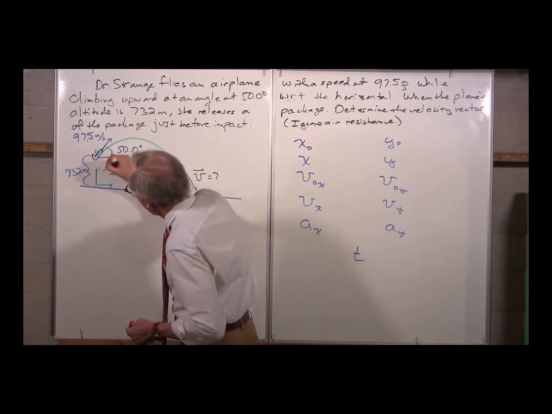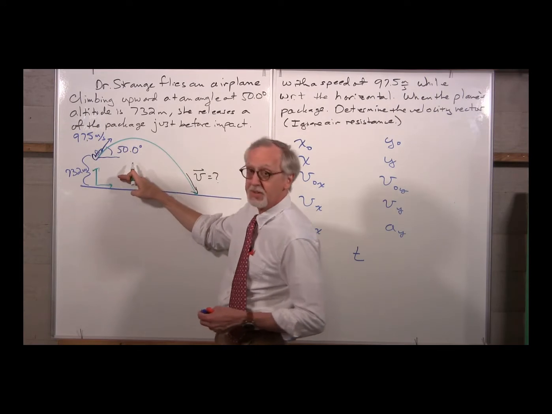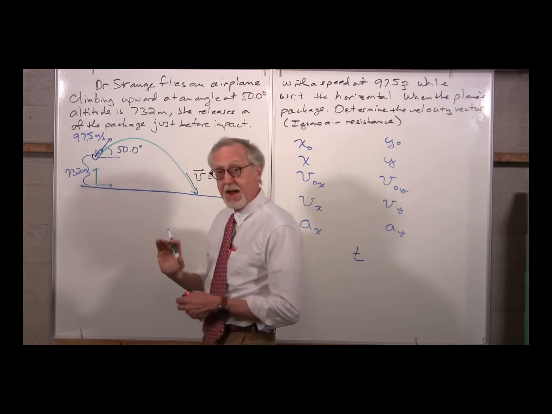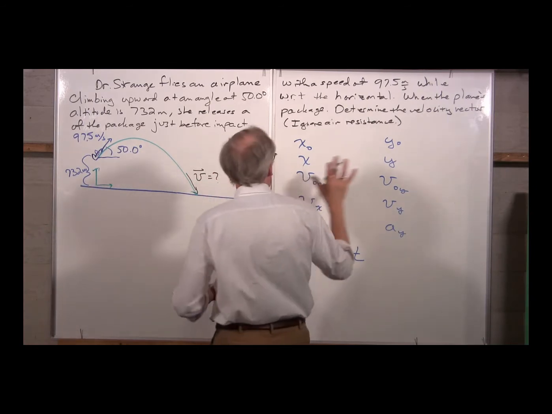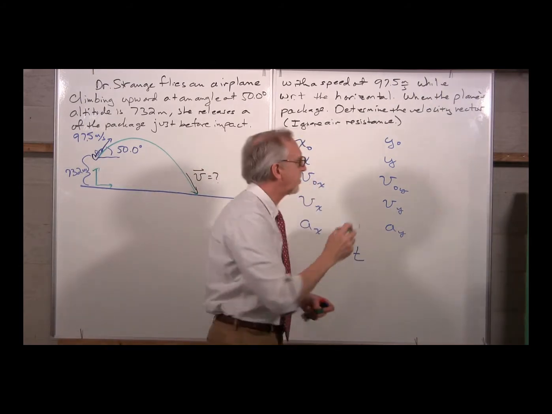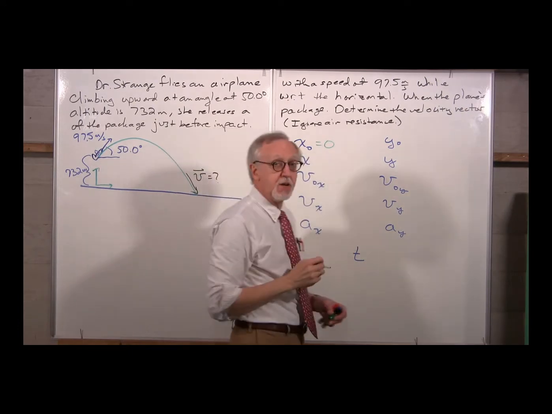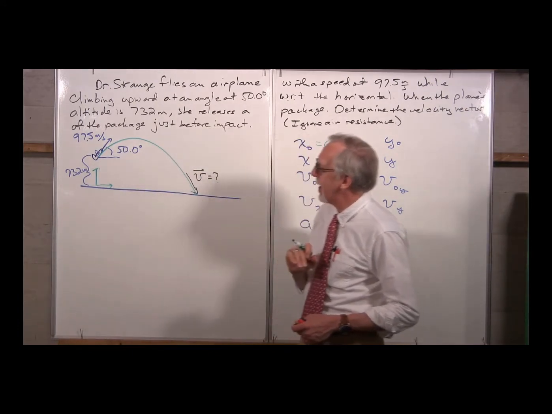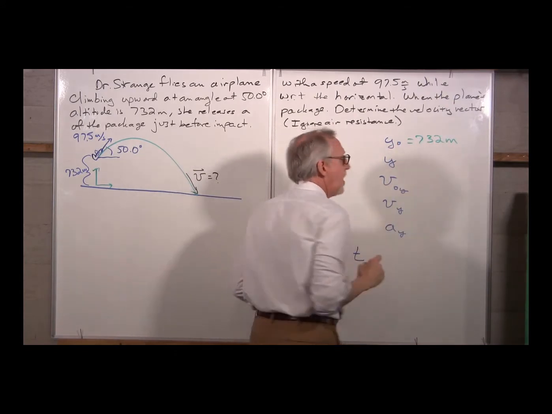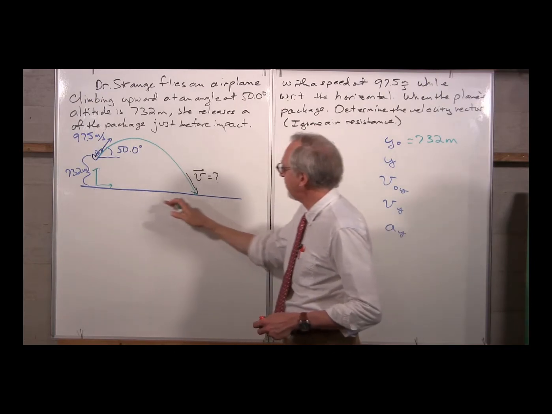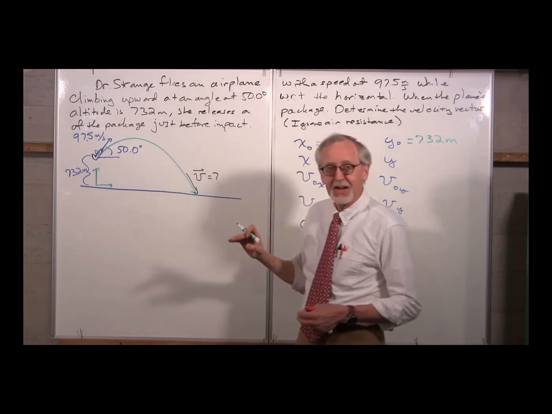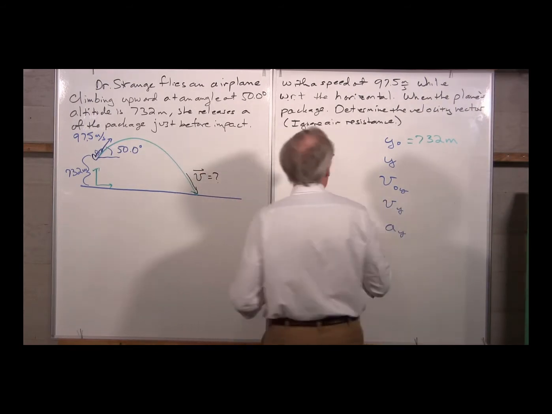I'll choose my origin directly below the initial position of the plane, of the package really, and at ground level. There we go. So what do we know? What are our variables? Well, again, x naught. What is x naught? X naught is 0. What is y naught? Well, y naught, the initial height of the package, is 732 meters. X is the final x position. Again, we don't know what that is. What's y? Well, we know the final height is when the package hits the ground, so we know y is 0.